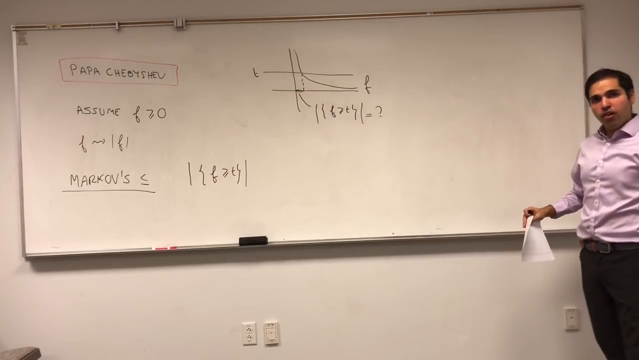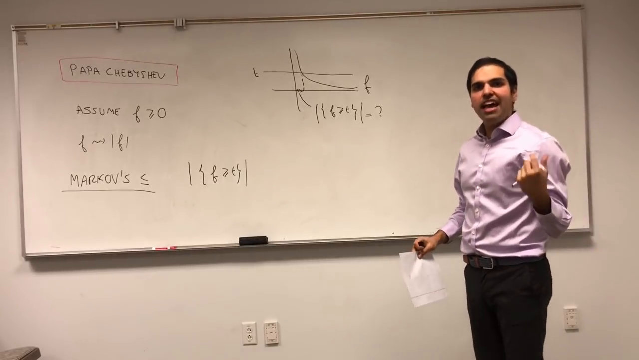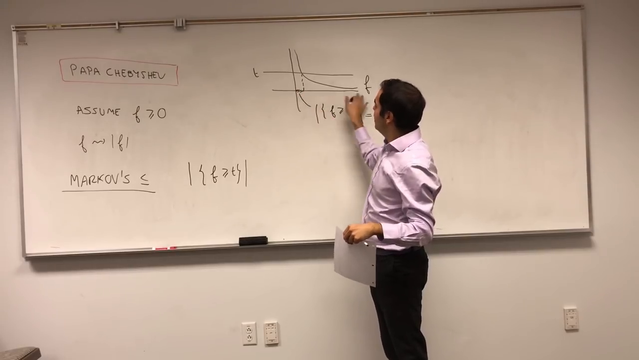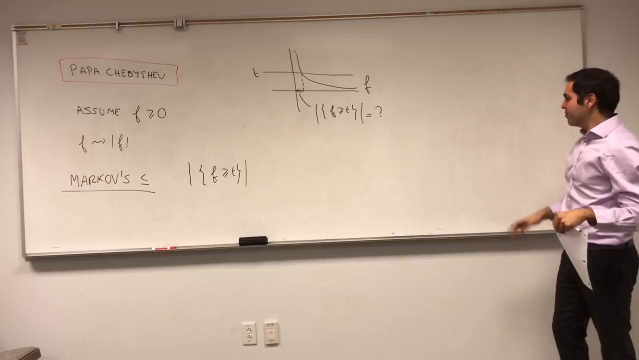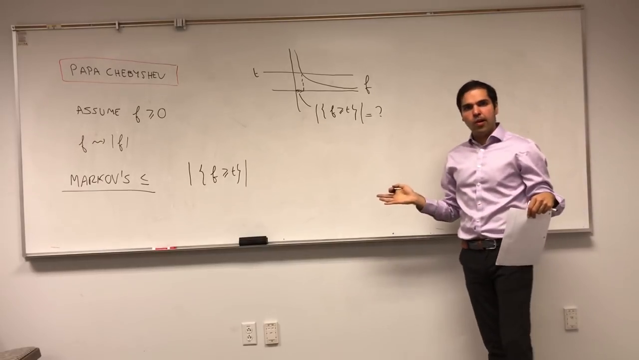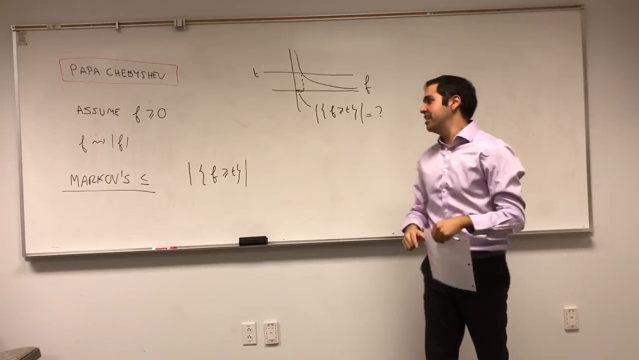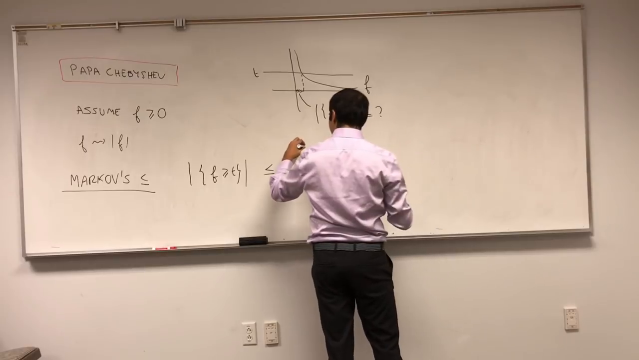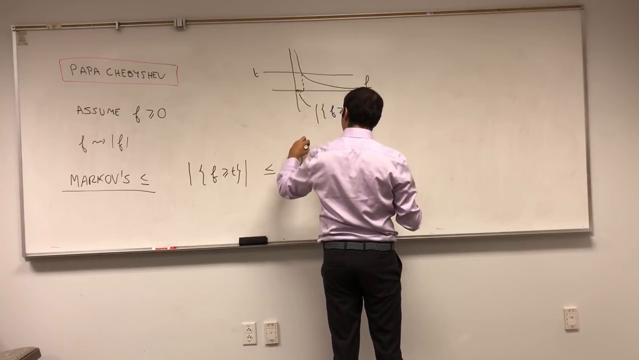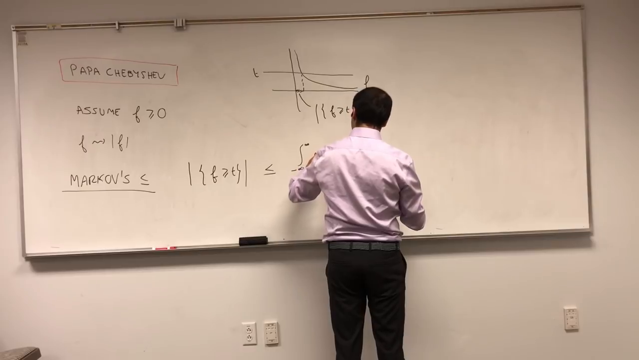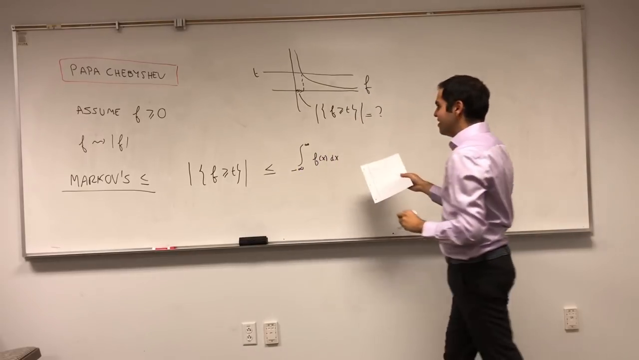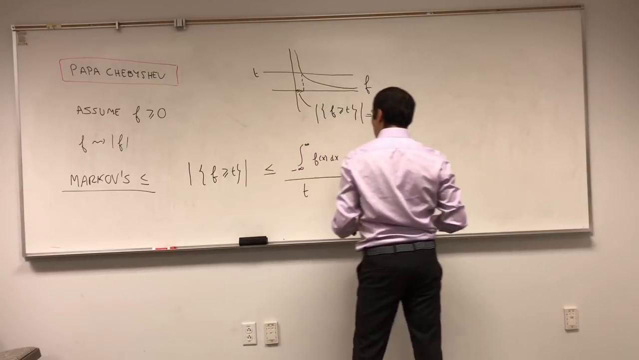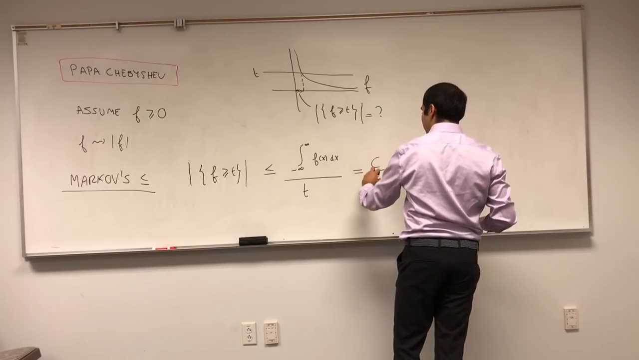In general, if f is integrable, this set is not very big. As you can see in this picture, this set is kind of tiny compared to the rest. More precisely, Markov's inequality tells you exactly how big it is. Namely, if the integral of f from minus infinity to infinity of f of x dx is finite, then this set has size less than or equal to that constant over t. So it's just a constant over t.